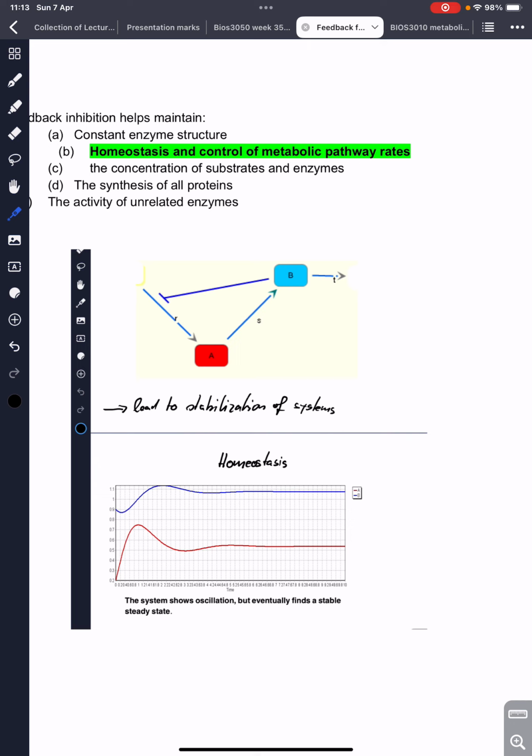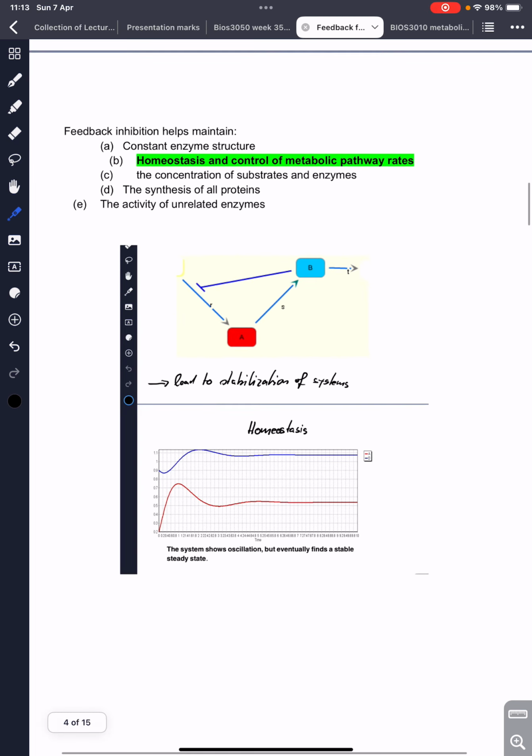And sooner or later, what we will find is that these concentrations will be quite stable. So negative feedback or feedback inhibition leads, in fact, to homeostasis. Homeostasis means that there are no changes in the concentrations. And it is an important mechanism to control how fast things run through a metabolic pathway.